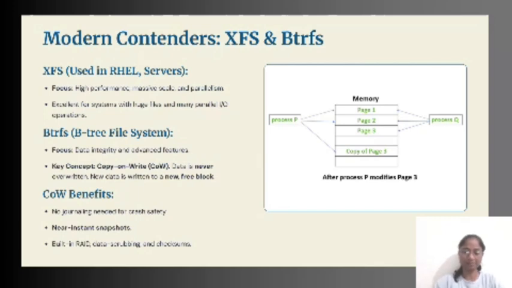silent data corruption. So in short, XFS is perfect for speed and handling big data, while BTRFS is amazing for safety, flexibility, and modern features. So this is all about NTFS, that is New Technology File System.